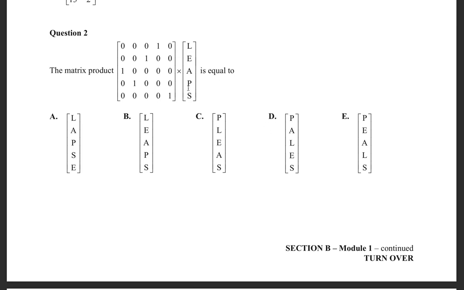We can test all of those. Row 1 goes to row 3, so the L should be in row 3, yes. Row 2 goes to row 4, so E should be in the fourth place, yes. Row 3 goes to row 2, so A should be the second place, yes. Row 4 goes to row 1, P first, yes. And row 5 stays row 5, yes. So the answer is D.